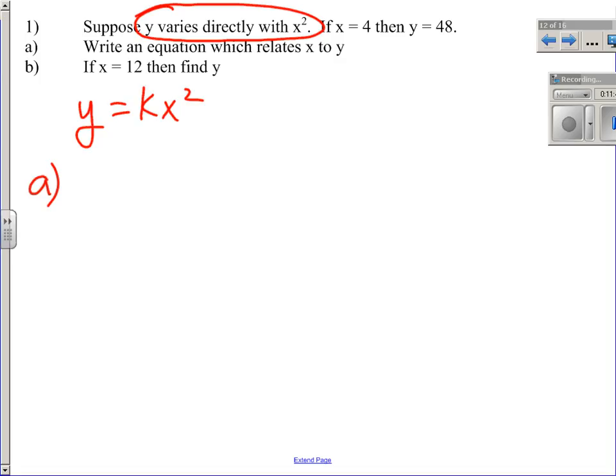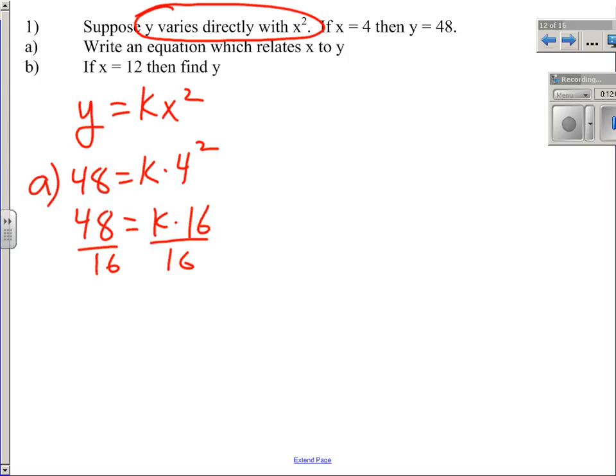Let's plug in our numbers. We're going to have 48 equals k times 4 squared. So 48 is going to be k times 16. Algebra it up, divide by 16, and you find out that you get 3 for k, which means that the relationship that connects x and y is y equals 3x squared.